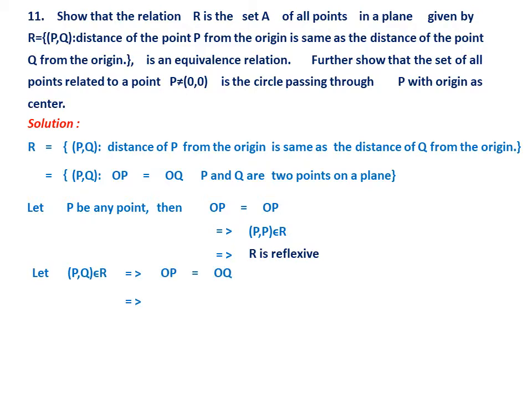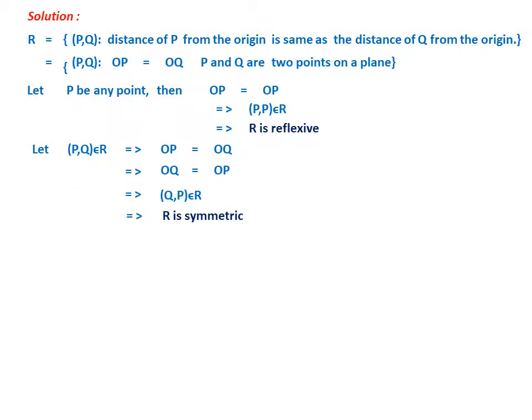Next, let us take (P,Q) belongs to R. What is the definition now? OP must be equal to OQ. But OP equal to OQ also implies OQ equal to OP. This implies (Q,P) belongs to R. See, it is just playing with the definition. So, R is symmetric. Equivalence relation we have to prove. Therefore, we have to prove the third one also. This is reflexive and symmetric we have completed.